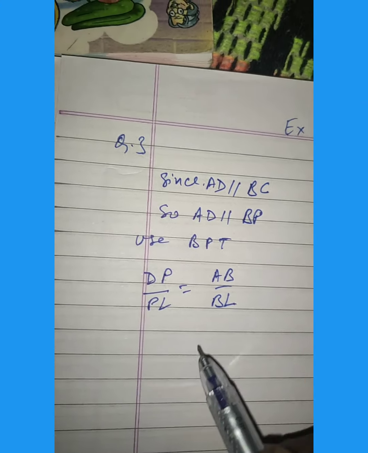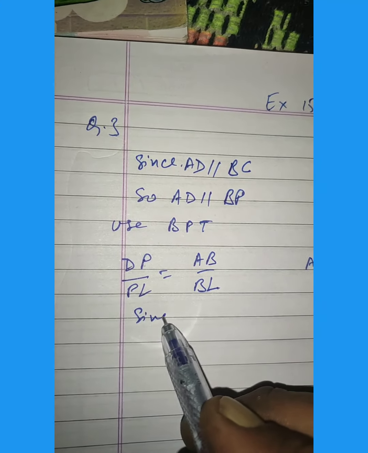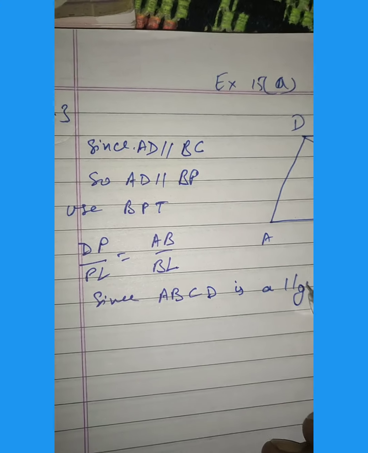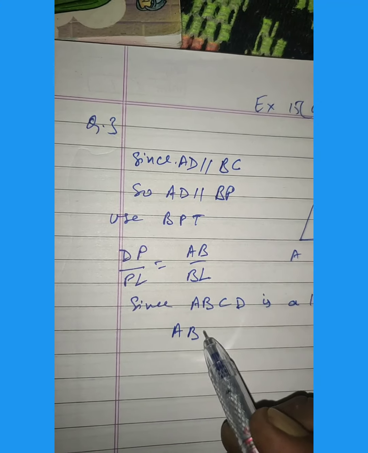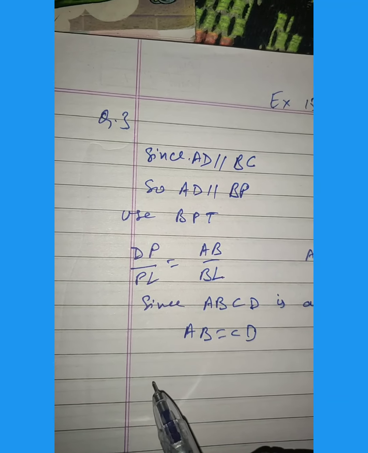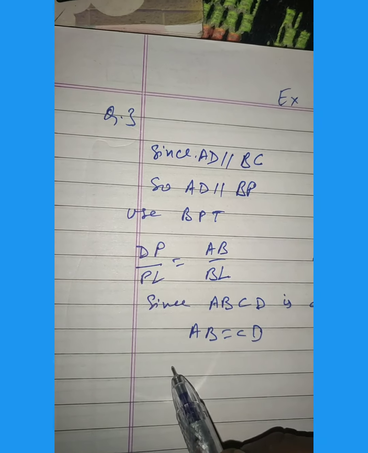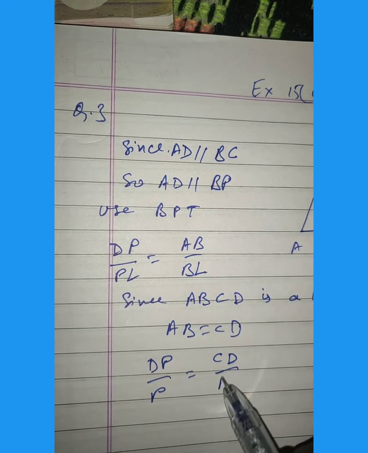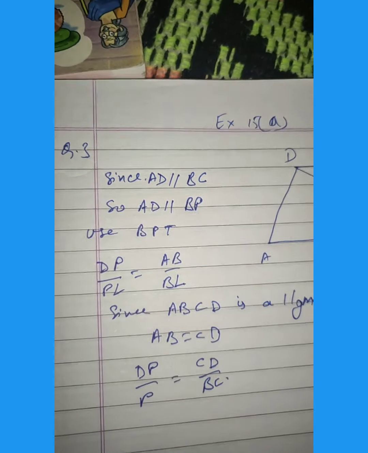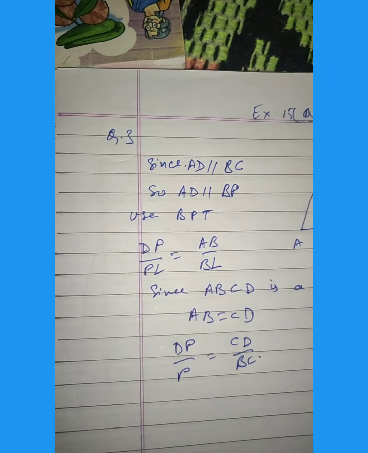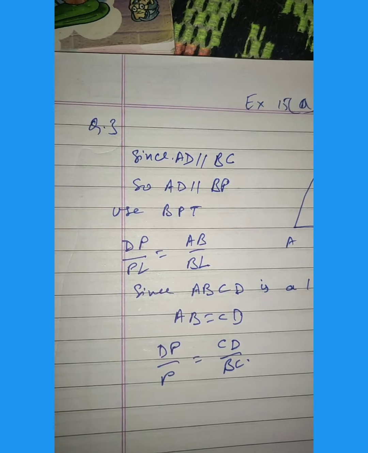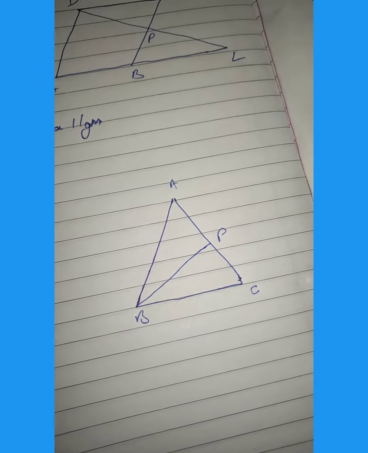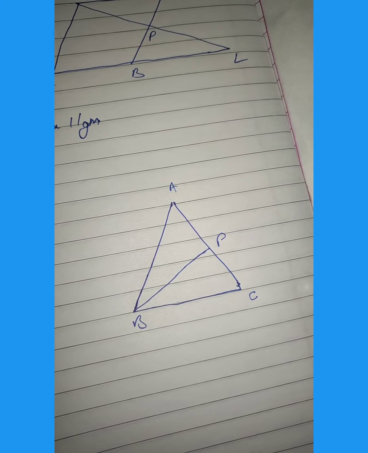So ABCD is a parallelogram. Since ABCD is a parallelogram, AB is equal to CD. So in place of AB you write CD. DP over PL is equal to CD over BL. This is what we had to prove. Cross multiply it, or otherwise you can leave it this way. This is your answer.